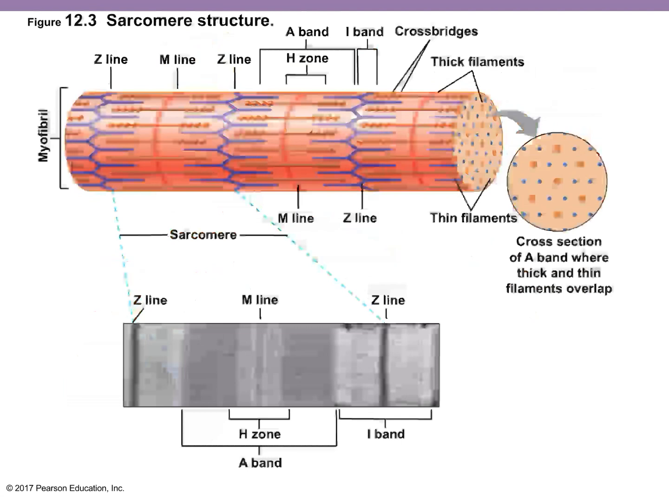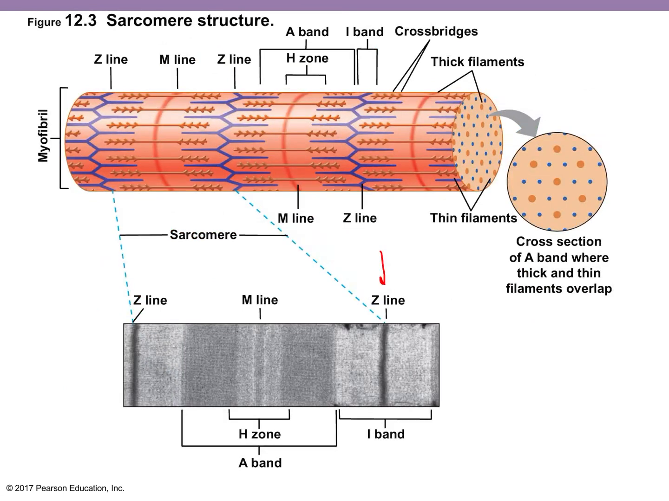And this is our sarcomere. So review your sarcomere structure. Remember that a sarcomere is defined by 2 Z lines. So our dark Z lines on either side here. And what's attached to the Z line will be the actin or the thin filaments.